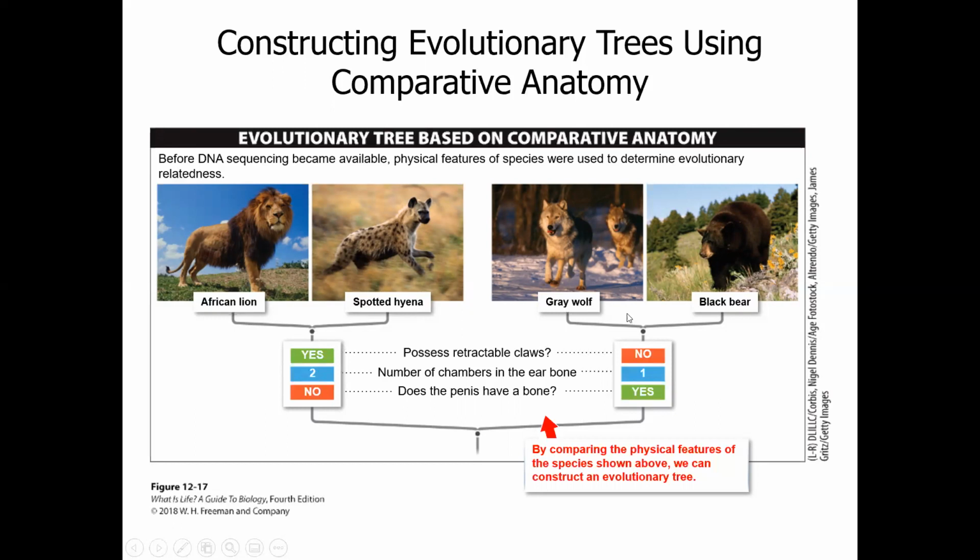On the other end, with our gray wolf and our black bear, for possessing retractable claws, they do not have that. The number of chambers in the ear bone is 1, and they do have a penis bone. So they share those 3 characteristics, so we group them together as having a common ancestor. So with comparative anatomy, we can look for similar features of an organism to group them together as having a common ancestor.